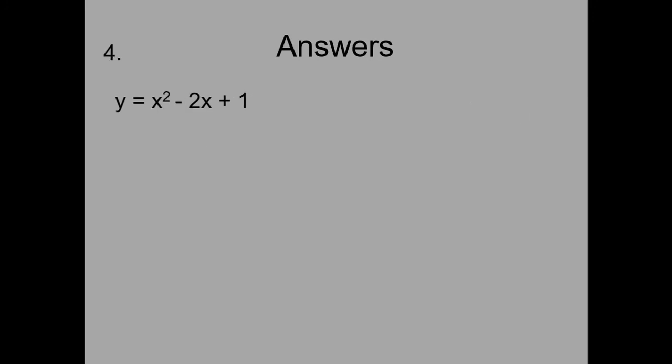Question 4, it's already expanded out. I can see my y-intercept, it's positive 1. If I factorize, I can find my roots, and look at that, it's a perfect square, which means it's got one root right in the middle, and it's going to be at when x is equal to positive 1.